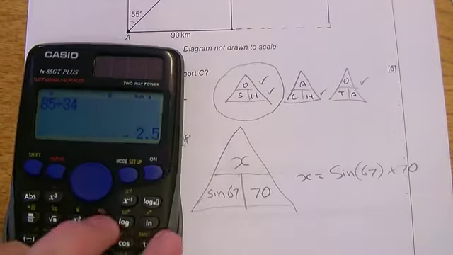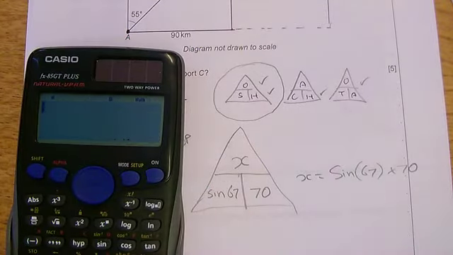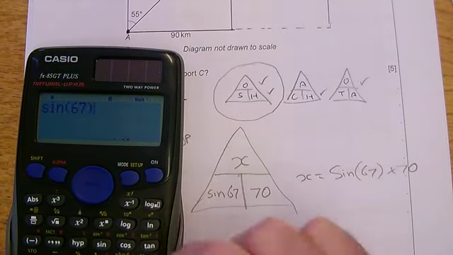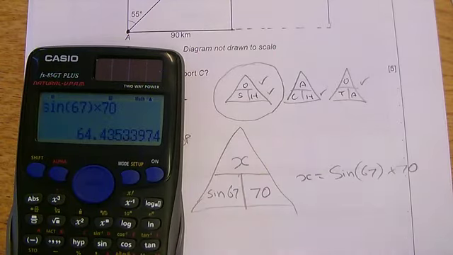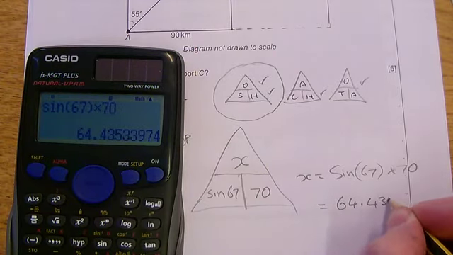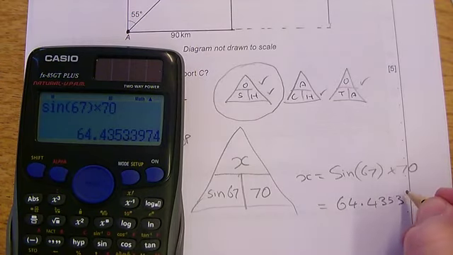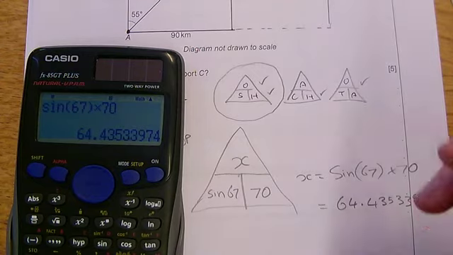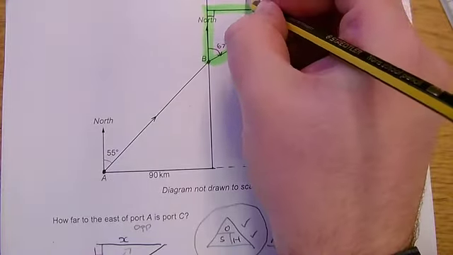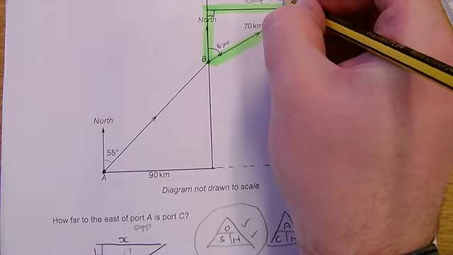Remember, on your calculator, you've got to make sure you include the brackets, especially when you're using this method. So sine 67, close the brackets, times 70. We'll give you the value of X is 64.435. Alright, so that here, 64.4, is our value, our line across there.